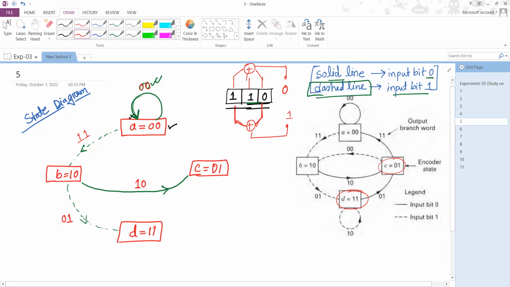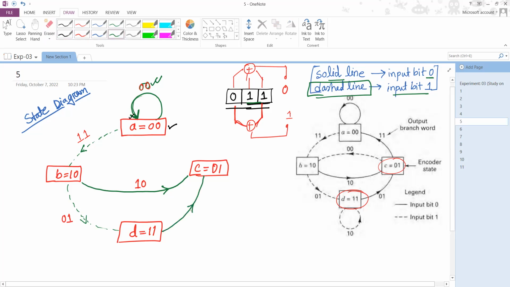Okay, so we have finished for state A and state B. Now let's go for state D. In state D we have the input 1 1. That means present state is 1 1. So now if I insert 0, then it will move from state 1 1 to 0 1. That means from 1 1 to 0 1, and it will be a solid line.